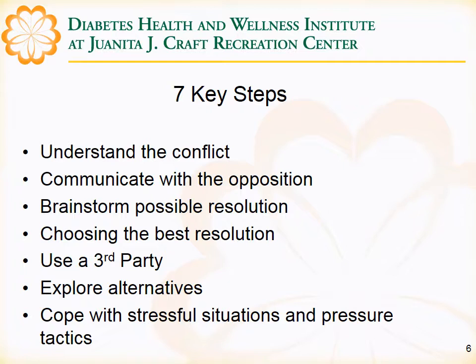Next, brainstorm possible resolutions. Now that you know what the interests of both parties are and how to better communicate with the opposition, you can start thinking about solutions. Look at all of the interests you have listed for you and your opponents, and look for common interests. Often both parties share many interests. For example, both groups may want stability and public respect.